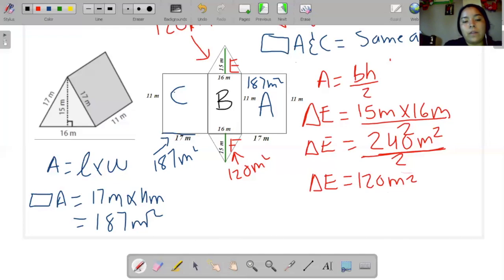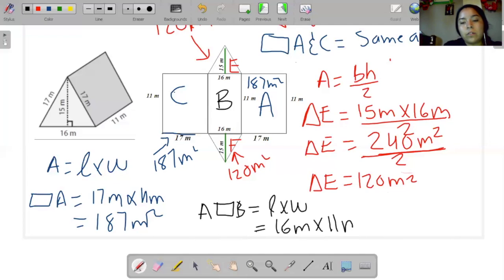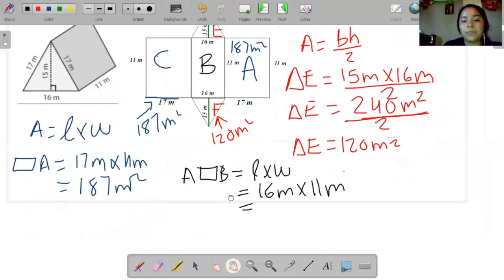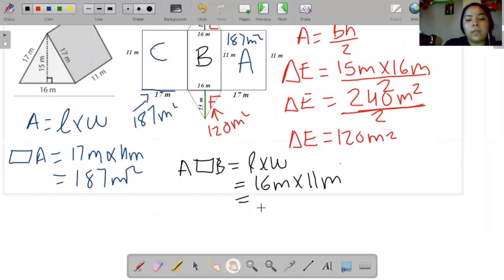So area of rectangle B, that's length times width, so that's equal to 16 meters times 11 meters, so that's equal to 176 meters square. So B is 176 meters square.